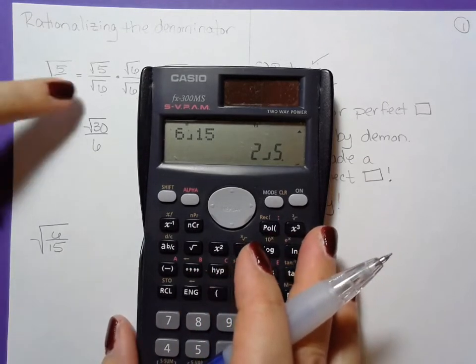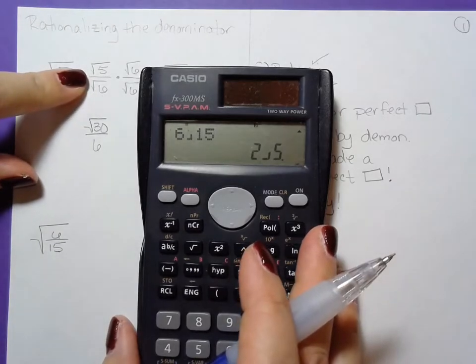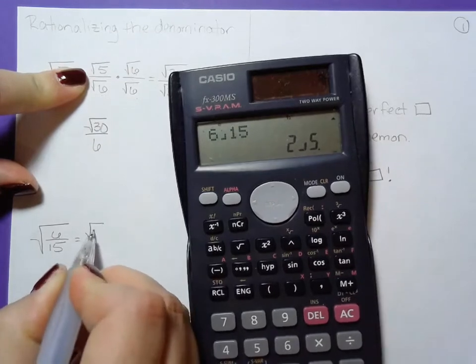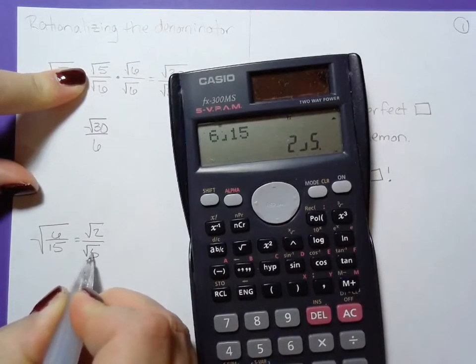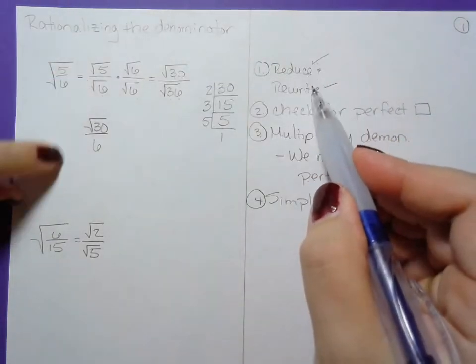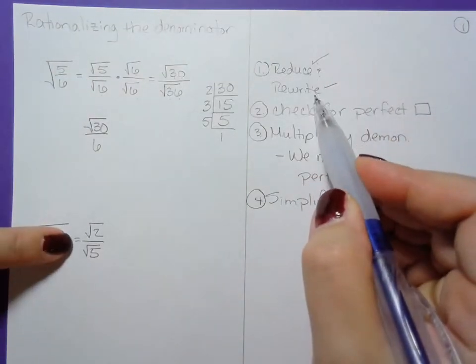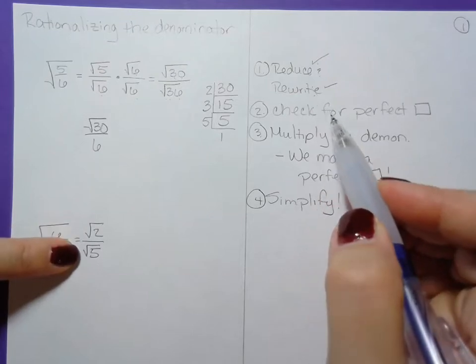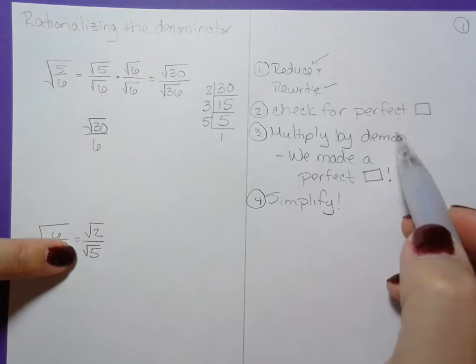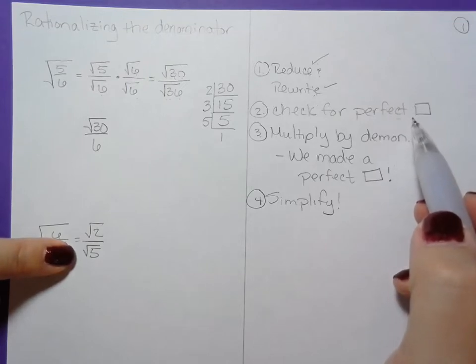And I'm also going to rewrite it as two radicals, one on top of the other one. So I'm going to write the square root of 2 over the square root of 5. So I've reduced the fraction. I've rewritten the fraction into two radicals. Now I'm going to check for perfect squares. 2 is not a perfect square. 5 is not a perfect square. They're actually both prime numbers.